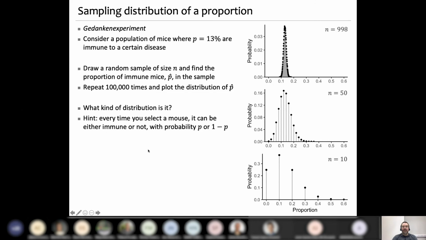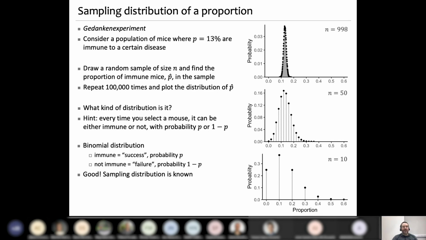What kind of distribution is it? The hint is that every time you select a mouse from the population, it can be either immune or not, with a probability p or 1 minus p. So this is a probability of success or failure, and of course, this is the binomial distribution. If you find that your mouse is immune, you call it a success, and the probability of success is p. This is the 13% in our population. If the mouse is not immune, it's a failure, probability 1 minus p. That means that our sampling distribution is actually known, and we can do calculations.